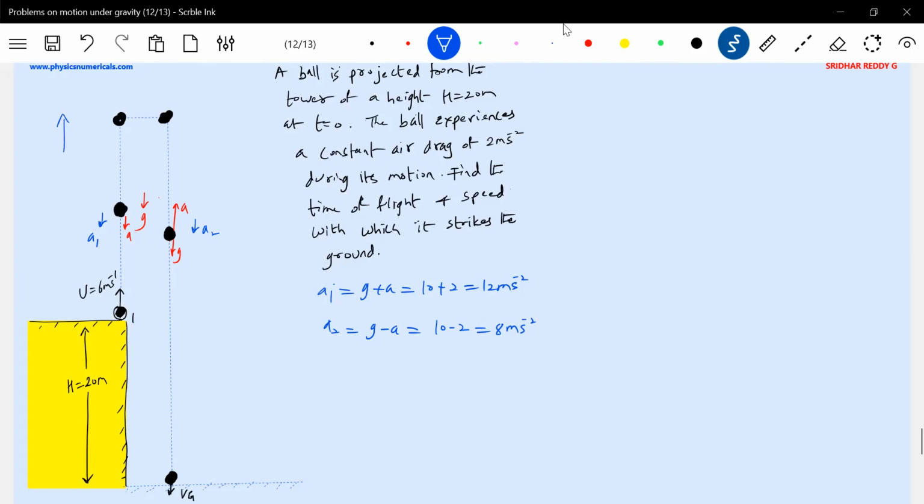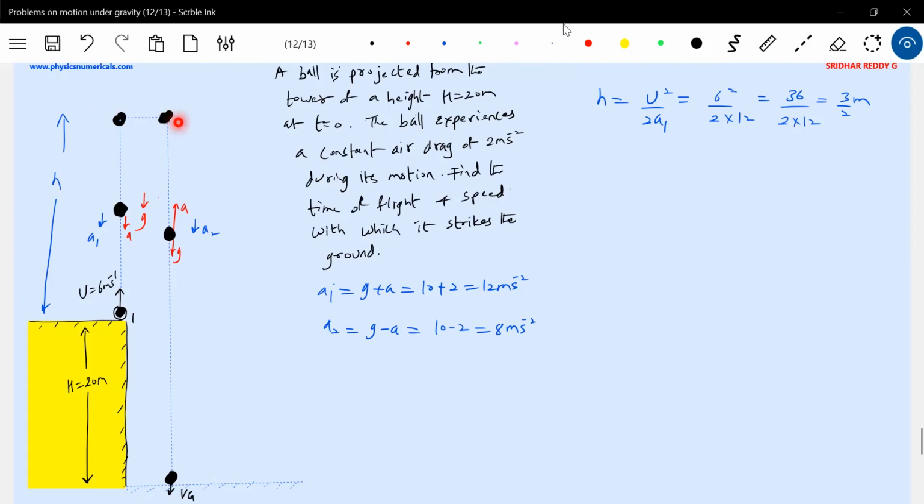It will ascend a certain height h. First, we'll calculate that h. h is equal to u squared by 2a1. u is 6 meter per second, so 6 squared by 2 into 12, 36 by 24, which is 3 by 2 meter. It will ascend to a height of 3 by 2 meter. Then from there, it is going to fall, and this will be the instantaneous rest.